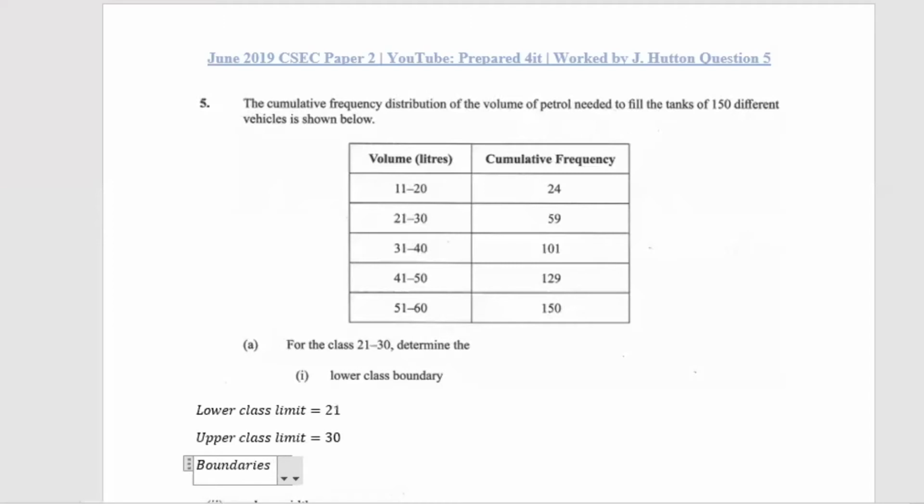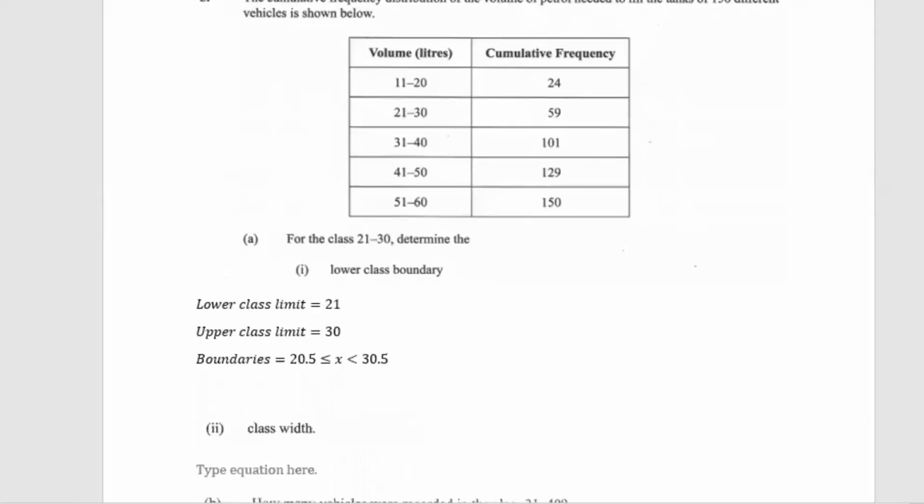is equal to 20.5 is less than or equal to x, where x is less than 30.5. So this is how the boundaries are represented, and in this case our x is our volume. So 20.5 would be our lower class boundary, and if they had asked, 30.5 would have been our upper class boundary. So therefore the lower class boundary is equal to 20.5.